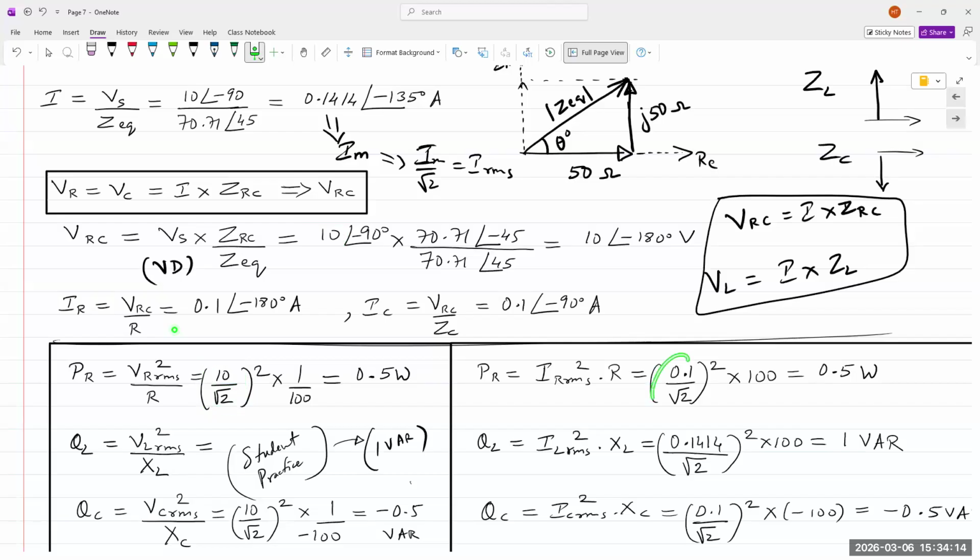Same thing on this side. Found the current as 0.1. The current is 0.1. Then the RMS value of that current is 0.1 divided by √2. Answer your question, right?